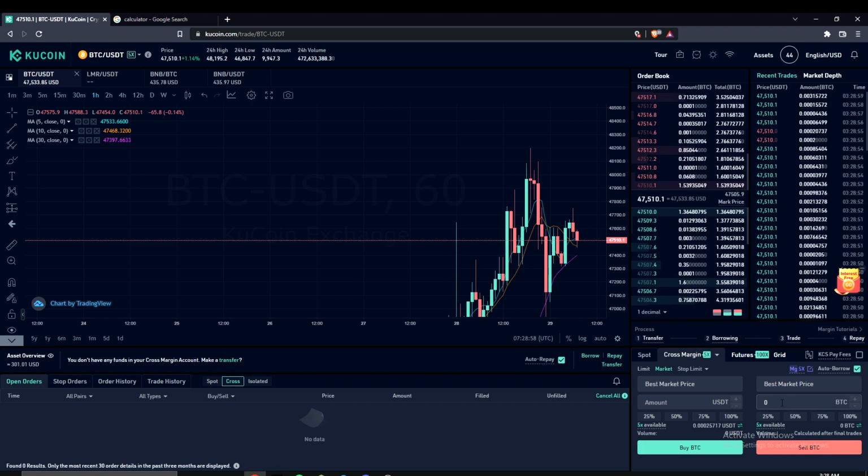Now here is where things get a little bit more confusing. You're then going to go to stop limit. And you're going to press stop market.